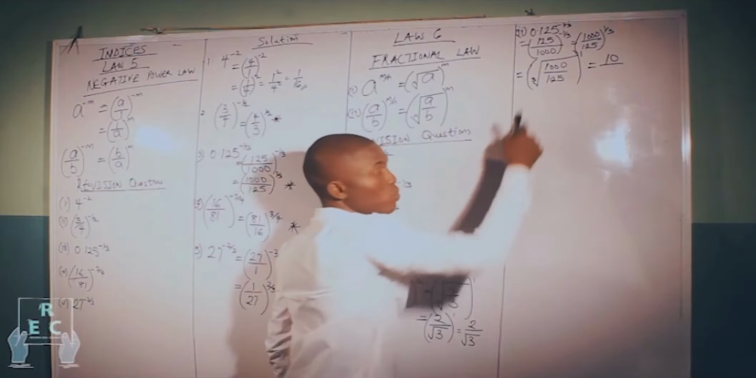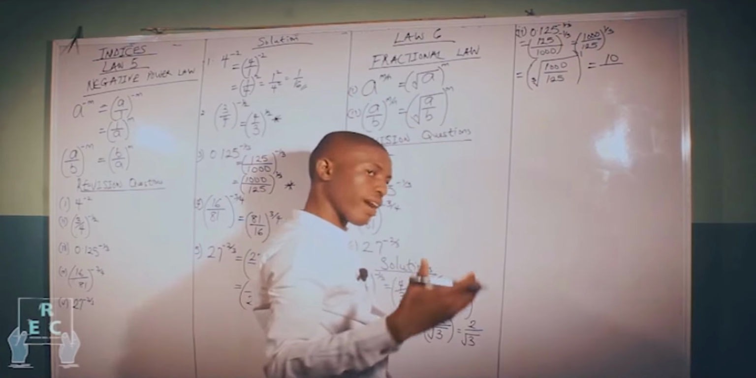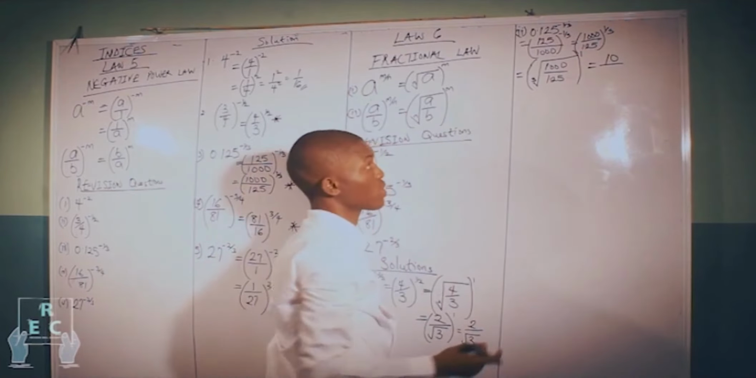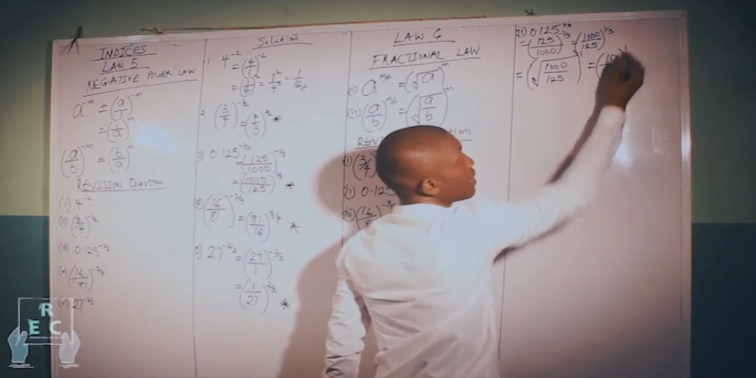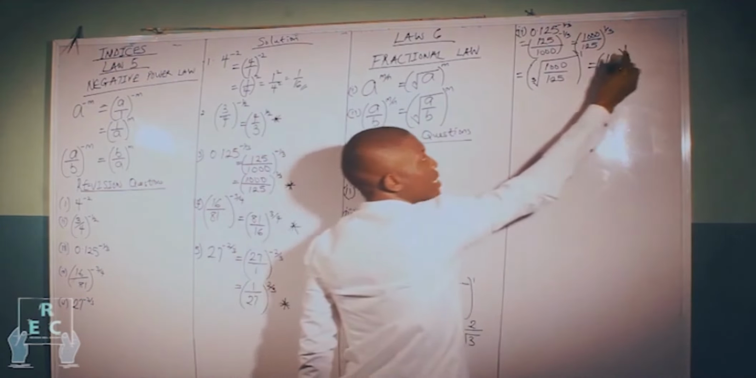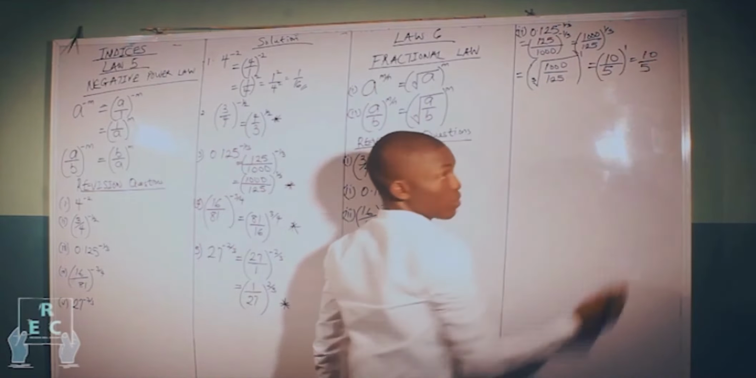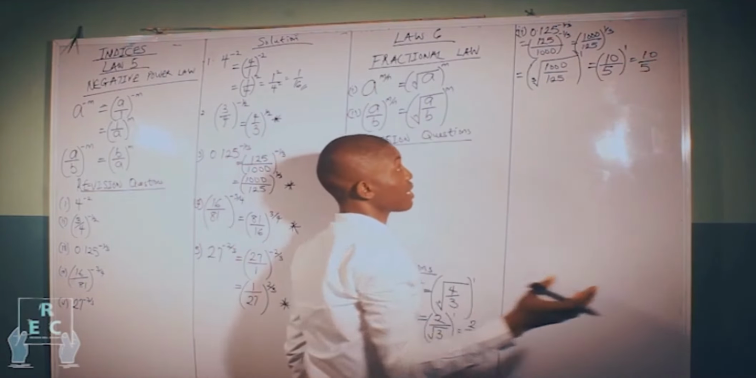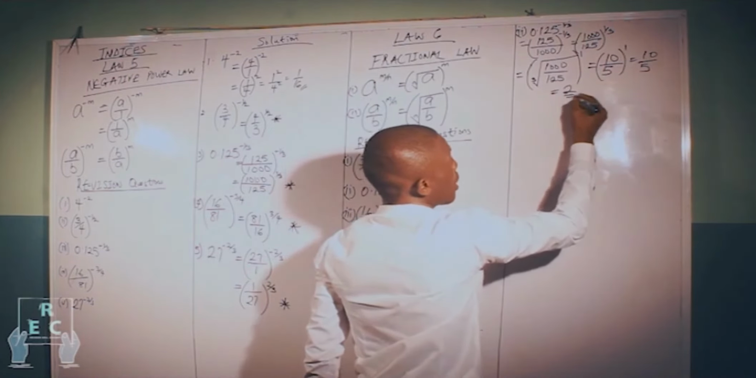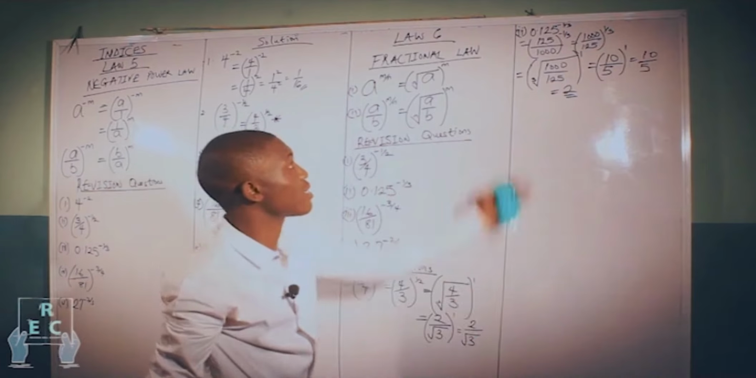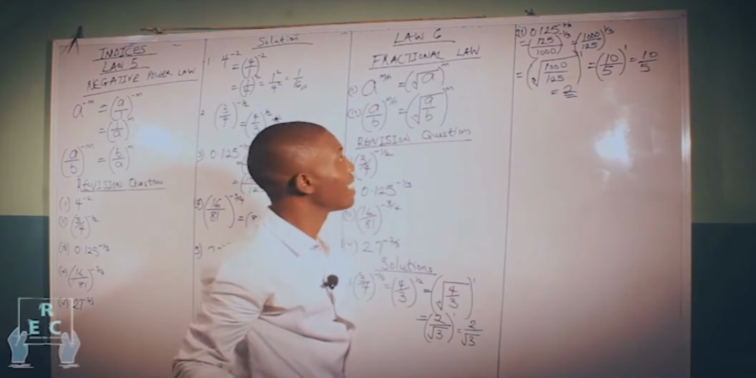Over cube root of 125 is what? 5. Good. 5 times 5 times 5 gives you 125. So just pick one, raised to power 1. 10 raised to power 1 is 10. 5 raised to power 1 is 5. You don't stop there. Simplify completely. 10 divided by 5 is 2. So in essence, the whole of this gives us 2. That's mathematics for you. Let's move on.